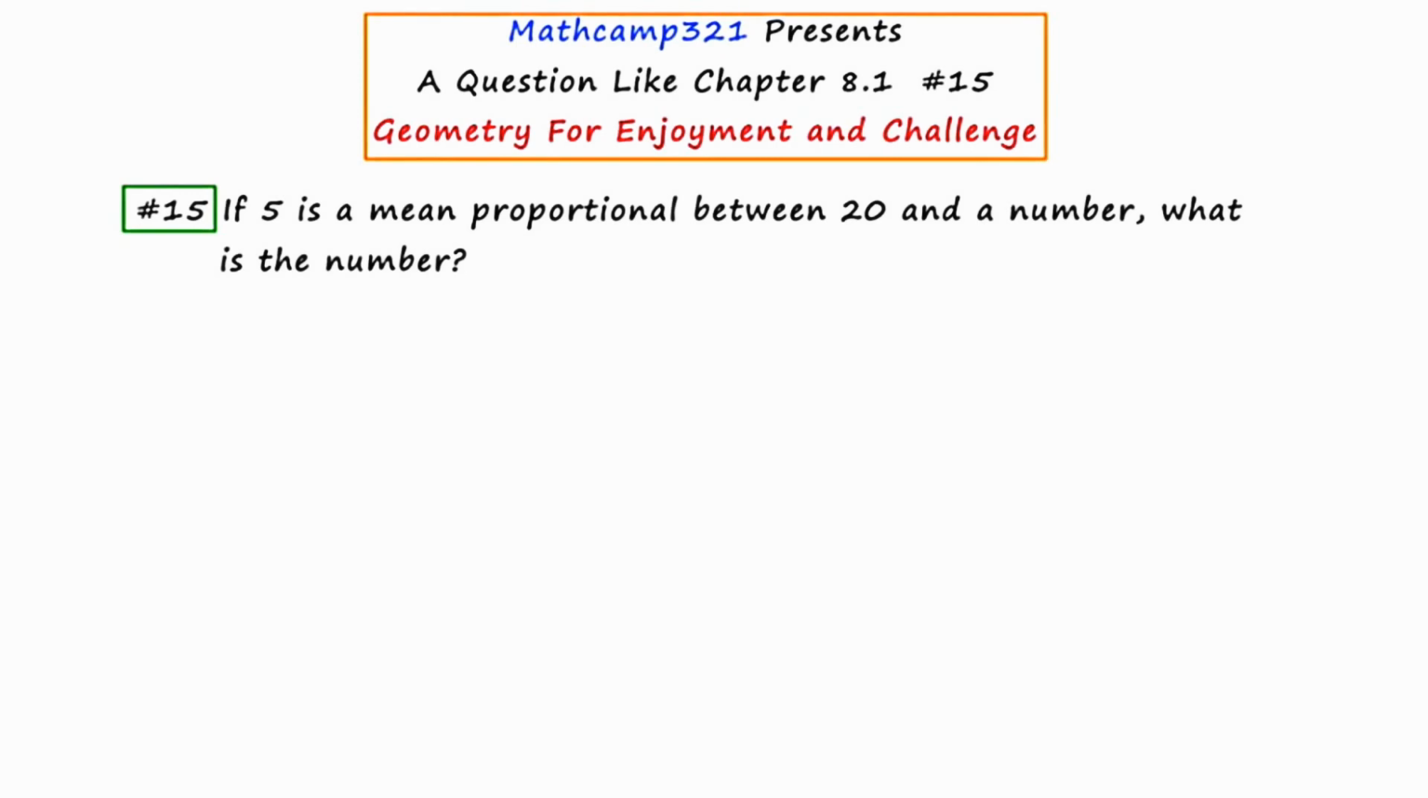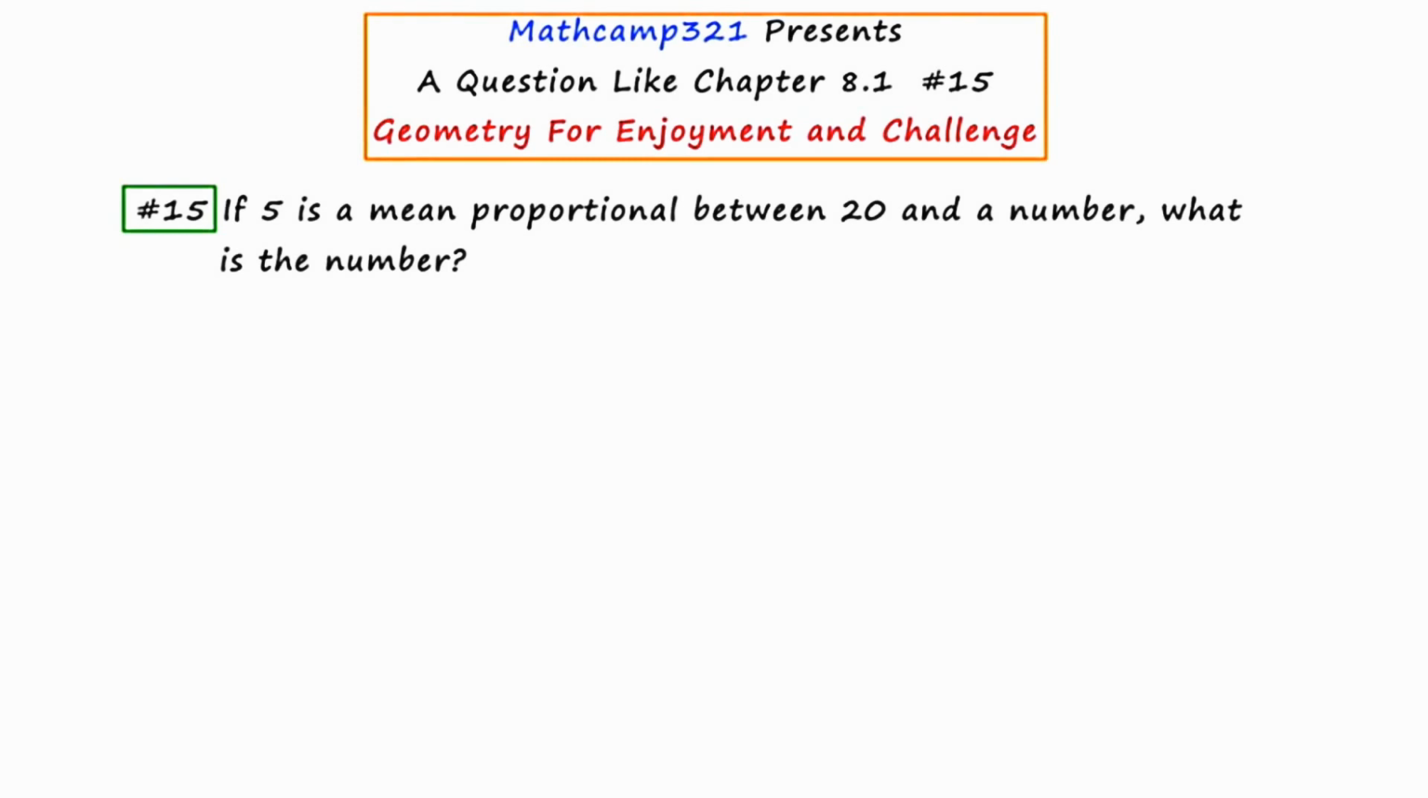Geometry for Enjoyment and Challenge. If you can follow along the next example that I give, then you'll be able to go to section 8.1 of your book and do number 15. The question says, if 5 is a mean proportional between 20 and a number, what is the number?